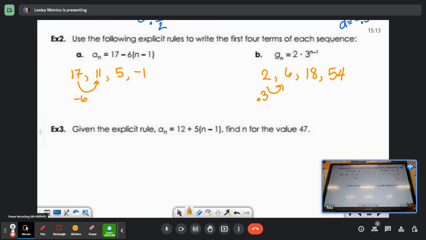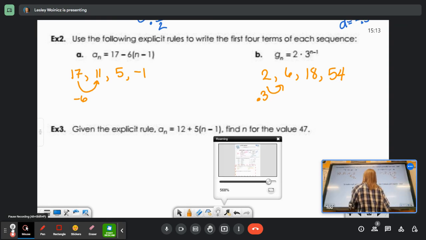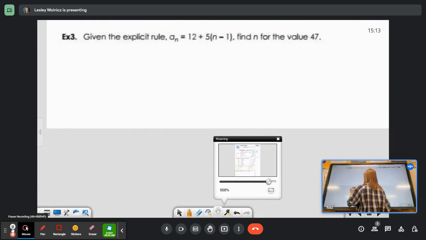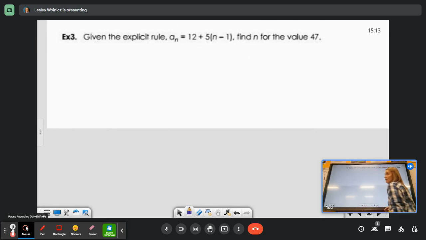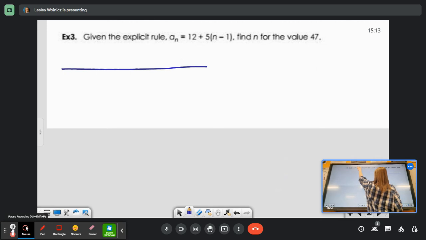Now, this is where it gets exciting, because there are 2 ways to do this one, and last week we only had 1. And this is going to tell us the difference between explicit and recursive rules. So let's start with the way that we already know, okay? That's to make a table. You guys remember this? Yes. Because we have to find the n. So we're going to make our table of n's and a sub n's.